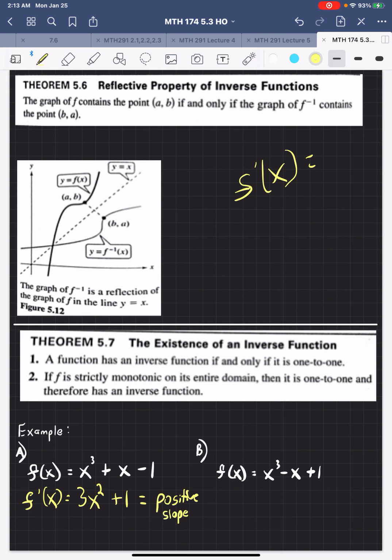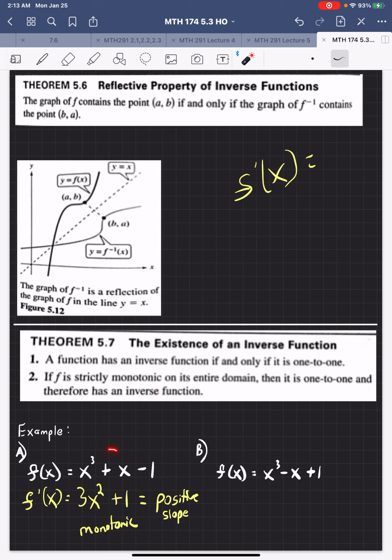Well, if you only have positive slopes, then this function here is always increasing. This is monotonic. Now, at some point in time, you should stop listening to people with red pencils, pens, and markers, and you should give it a shot. Try it on your own.